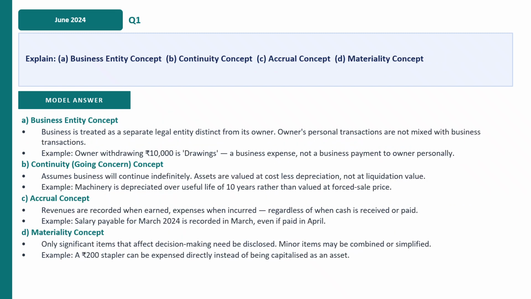Similarly, when writing about business entity, going concern, accrual, and materiality, clearly explain that business is separate from owner. Business is assumed to continue. Revenues and expenses are recorded on accrual basis, and only significant items are disclosed. Always add examples to make your answer strong.